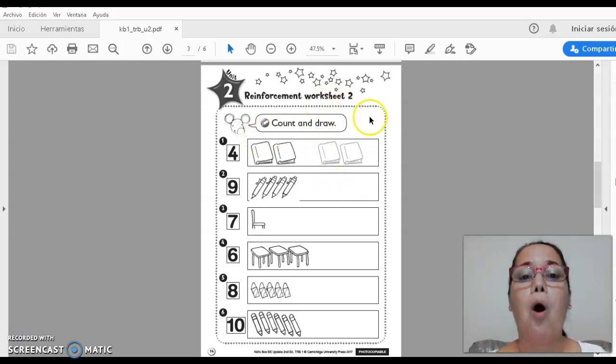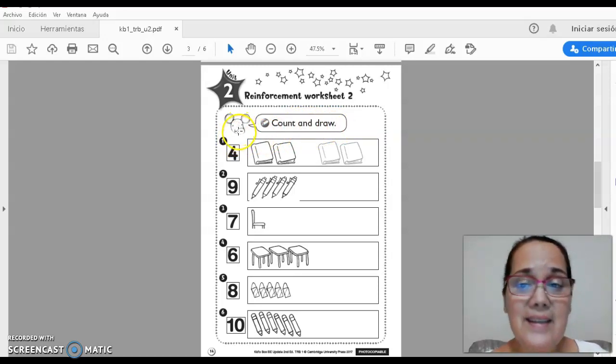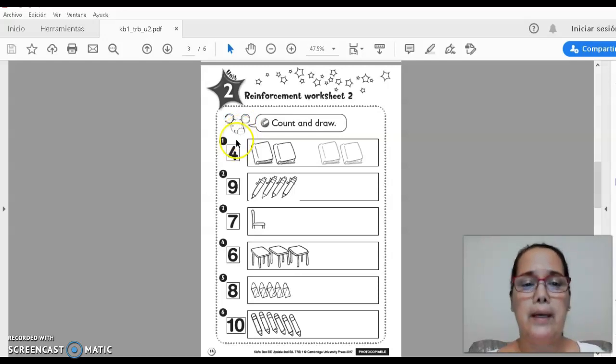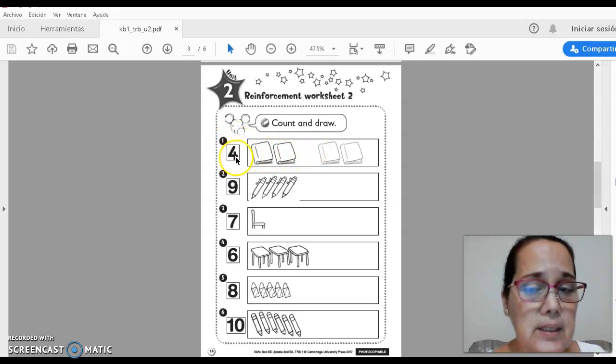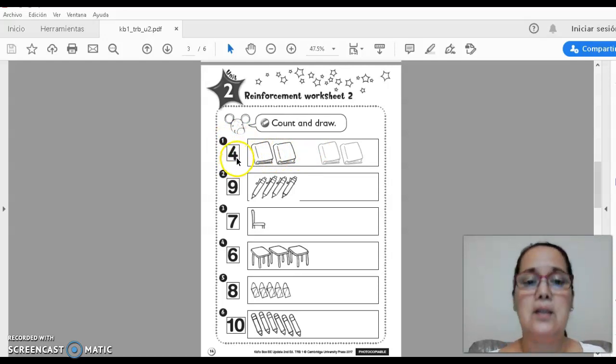And this is the homework, okay? This is our homework. What are you going to do? You are going to count and draw. Count and draw. Who's he? Yes, it's Monty. Very good. Okay, number 1 is an example. What number is it? Yes, it's number 4.